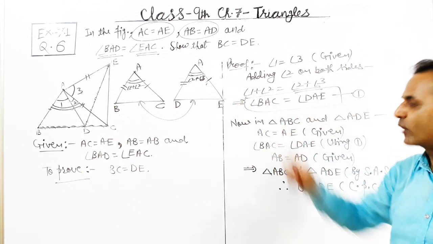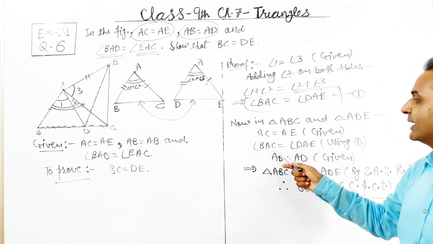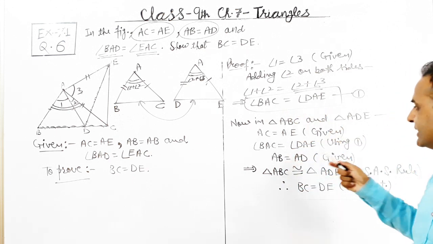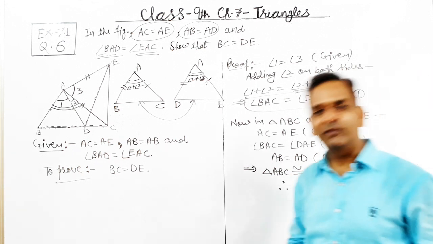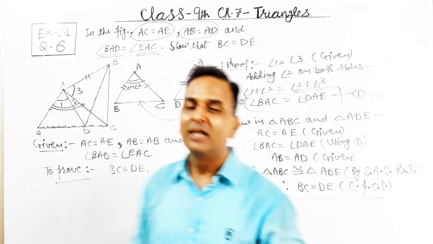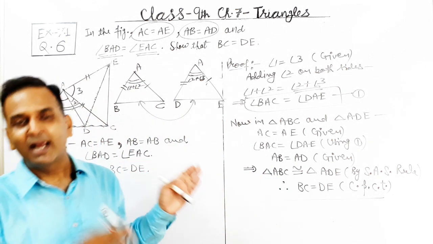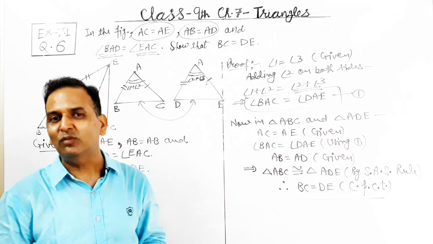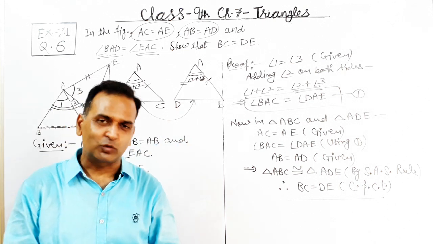And now in these two triangles, AC equals AE, it is given in the statement. Angle BAC equals angle DAE using result 1. AB equals AD, it is also given. So by using the side angle side congruence criteria, these two triangles are congruent, and by CPCT we can now write that their third sides BC and DE are equal to each other.